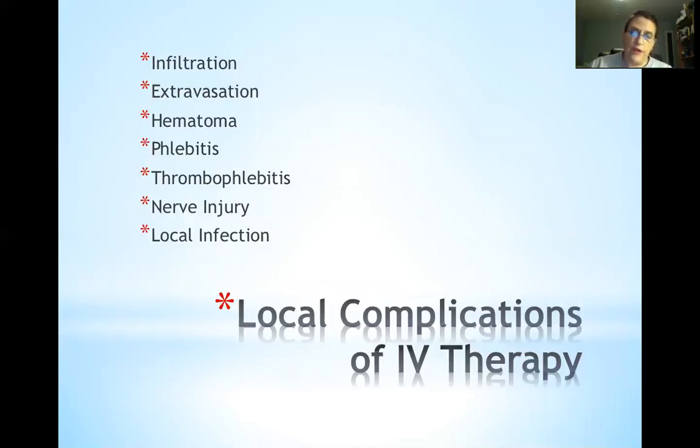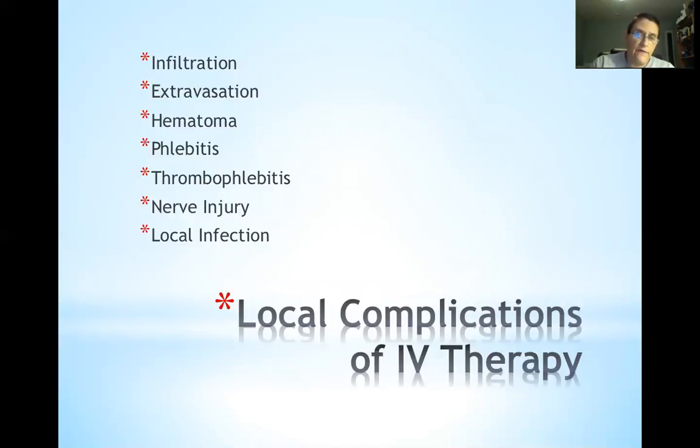Those are infiltration. We want to make sure that the IV is patent and that we're able to run IV fluid through the site and it's going venous. Extravasation, that is where the fluid or the medication would be running into the tissues around the IV site. A hematoma would be a blood clot or bleeding at the site. A phlebitis, again, would be a blood clot at the site. Thrombophlebitis would be blood clots running up the vein.